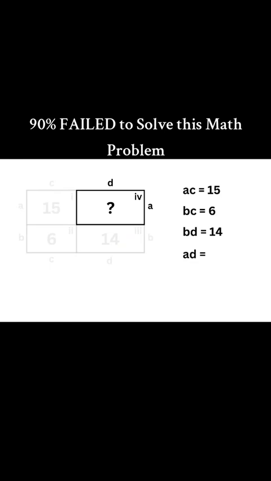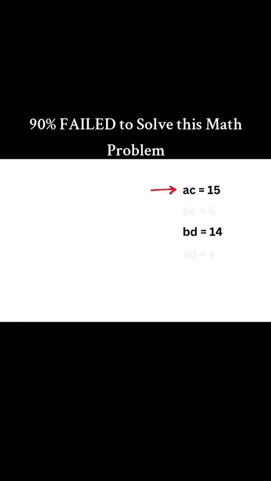Let us call this product AD as X. Let us multiply this equation with this equation. So from here we get AC multiplied by this BD, which equals 15 times 14. So this gives A times B times C times D equals 15 times 14, right?